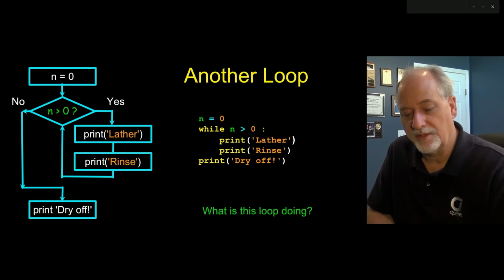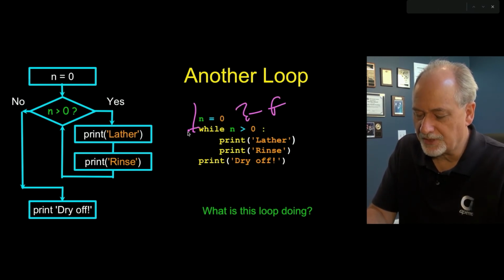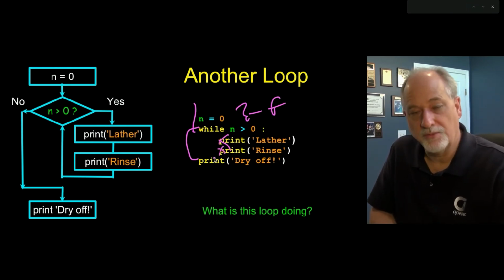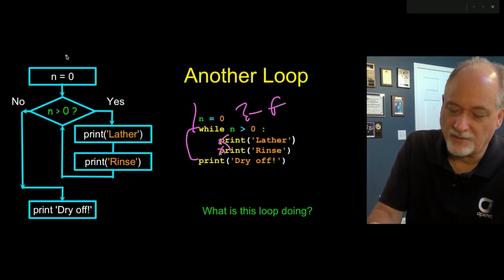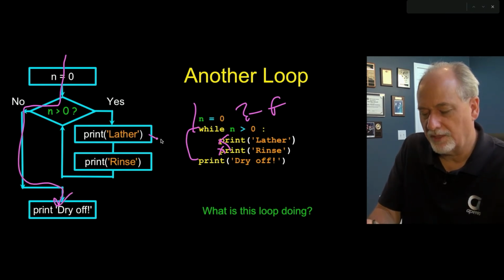A different idea. In this case, we start out with n is 0, and it comes in here, and is n greater than 0? Question mark, and the answer is false. So it skips it. It doesn't run these lines of code at all. This loop doesn't run at all because it comes in, asks the question, says no, and then skips right around it. So never run, never run.